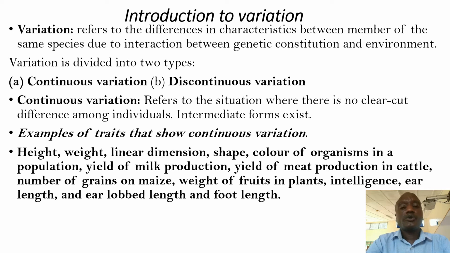Variation refers to the differences in characteristics between members of the same species due to interaction between genetic constitution and the environment. Basically, when we talk about variation, you could find that the members of the same species have individual differences in terms of their characteristics, but still it depends on the genetic constitution they have, the traits, and the environment where each individual organism is living in its particular environment.